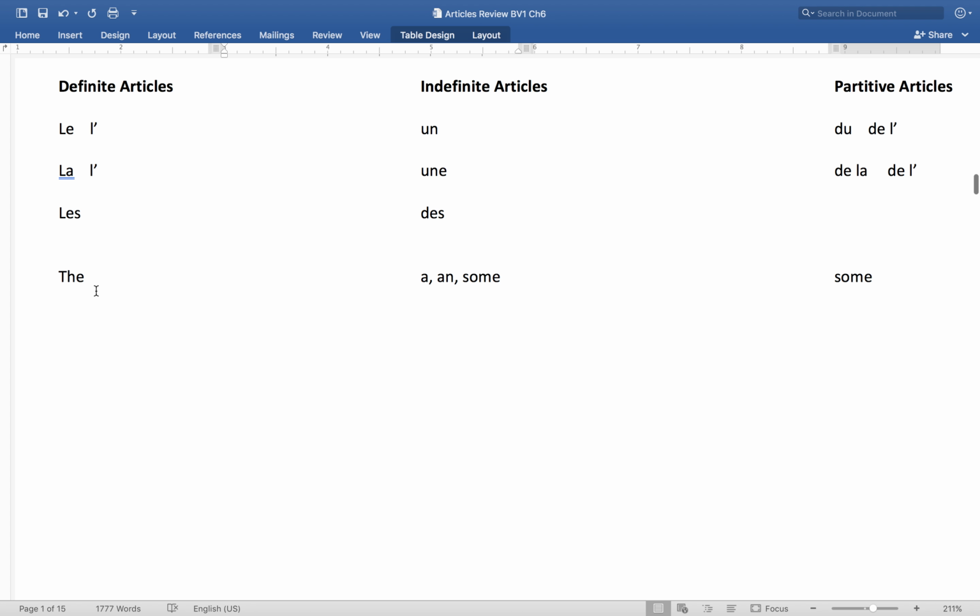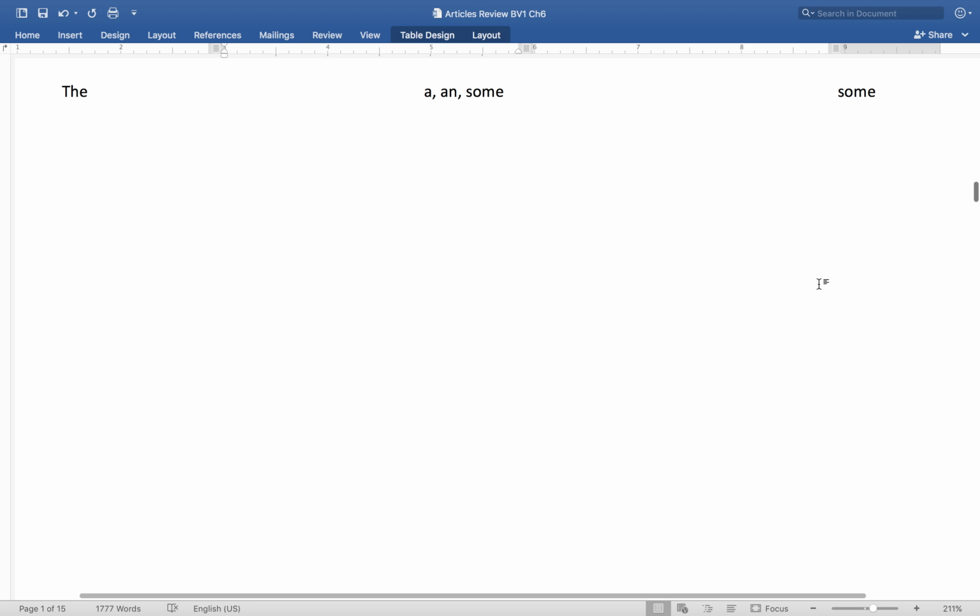Le, la, les means the. Un, une, des mean a, an, or some. Un, une mean a or an. Des means some. Partitive articles all mean some. Du, de la. It means some. So what's the difference between this some and this some?